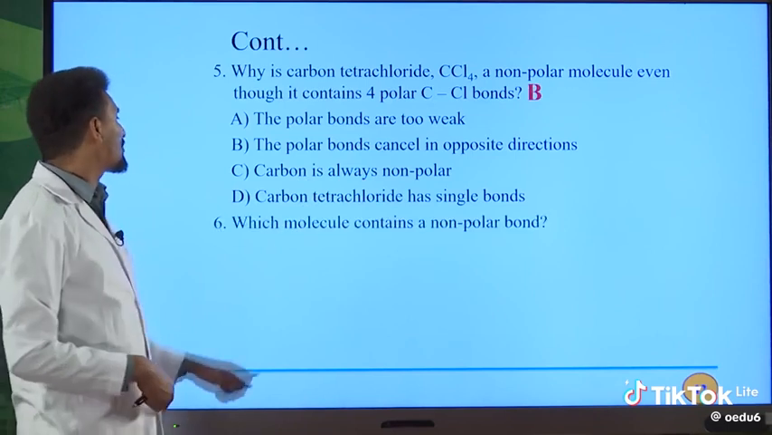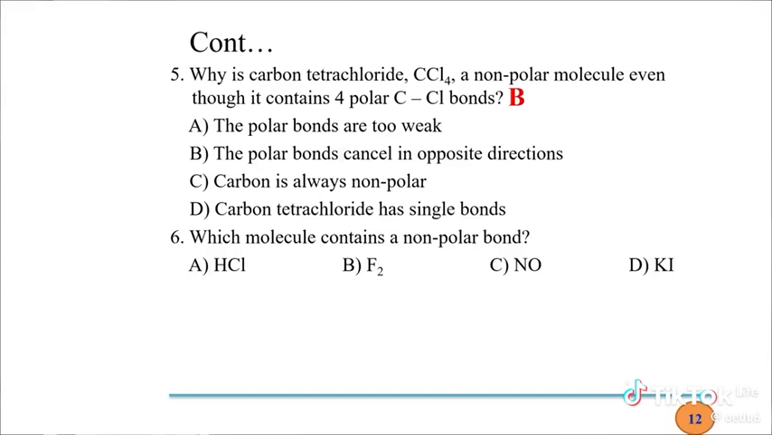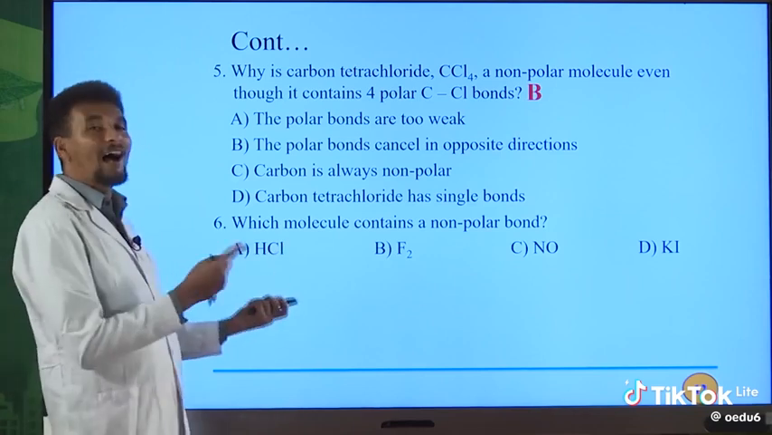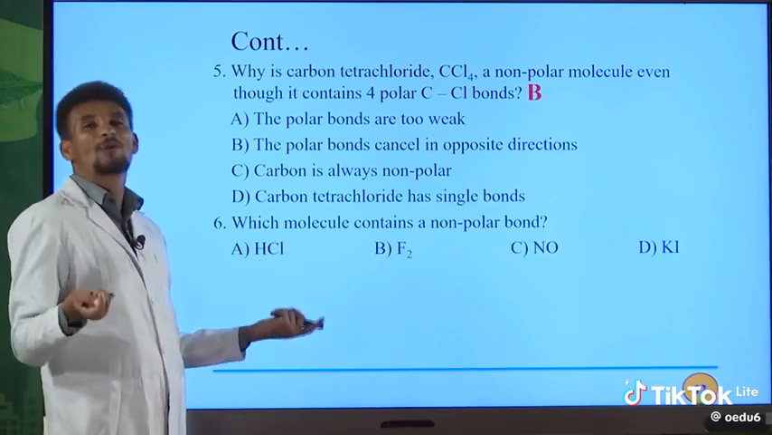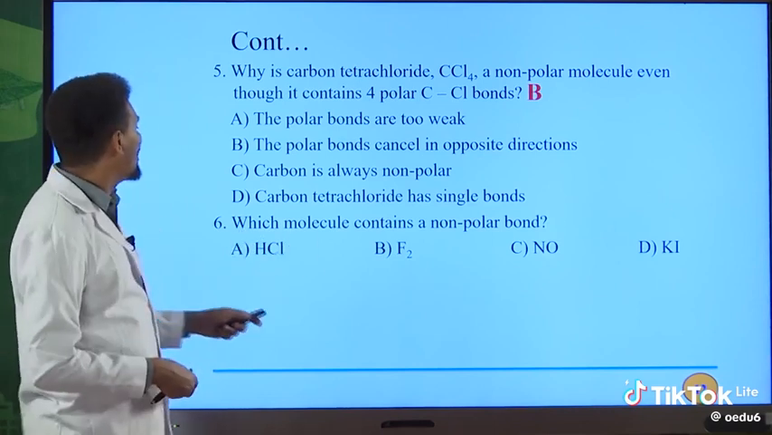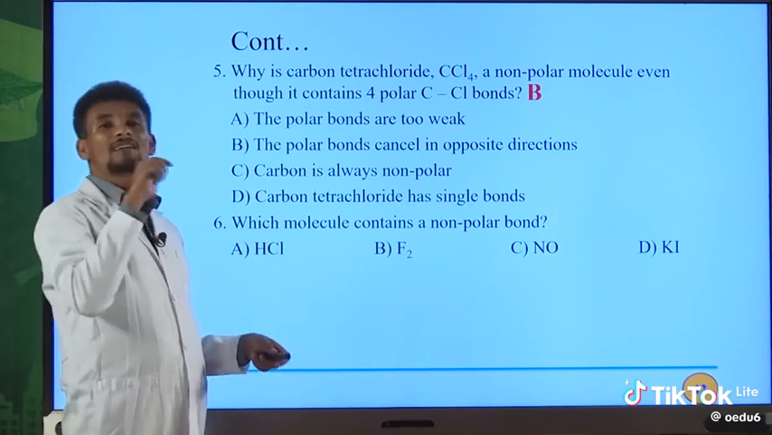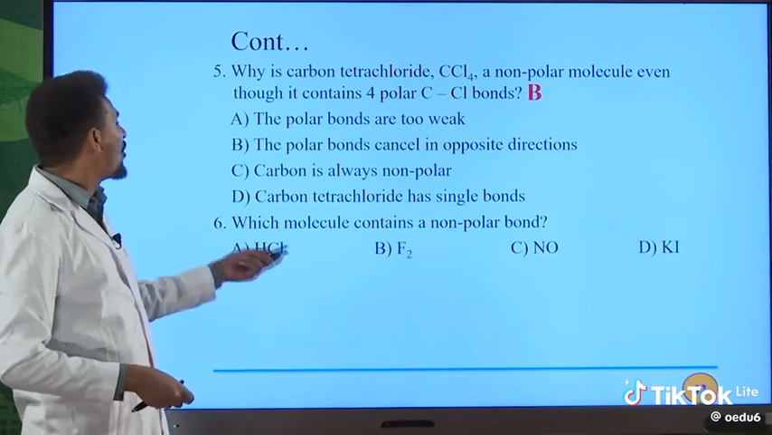Question number 6. Which molecule contains a non-polar bond? The bond between hydrogen and chlorine is a polar bond because of the electronegativity difference between these two atoms. Chlorine has an electronegativity value of 3.0, and the electronegativity value of hydrogen is 2.1. So 3 minus 2.1 is equal to 0.9. It is greater than 0.5, so the bond is polar.